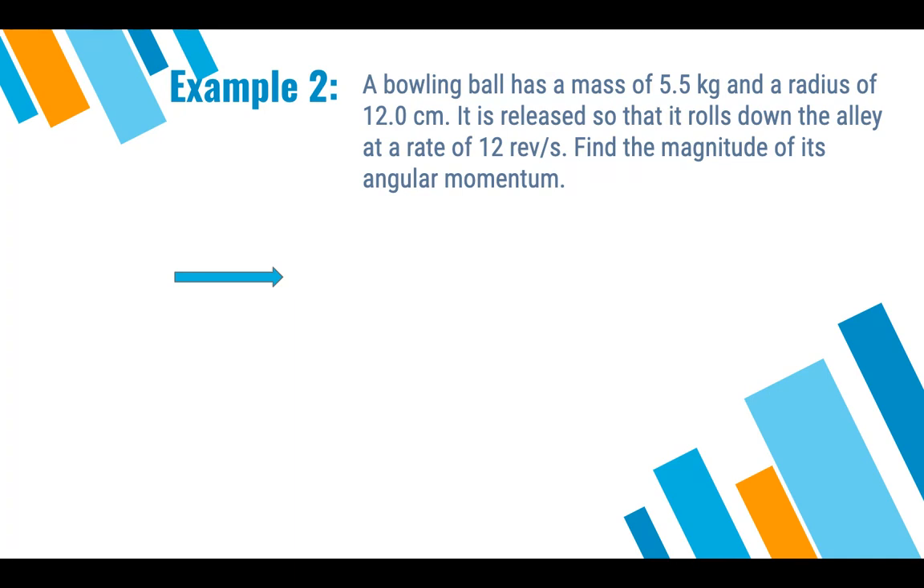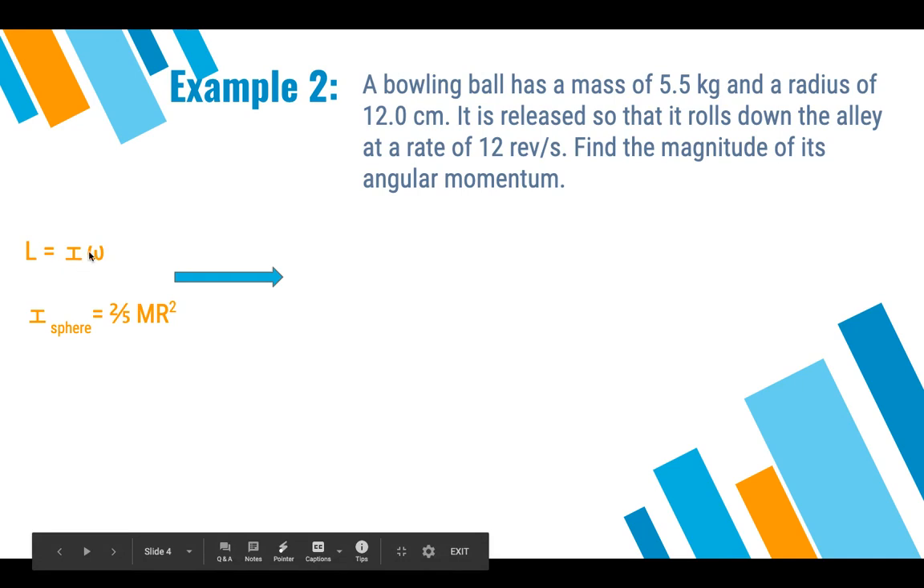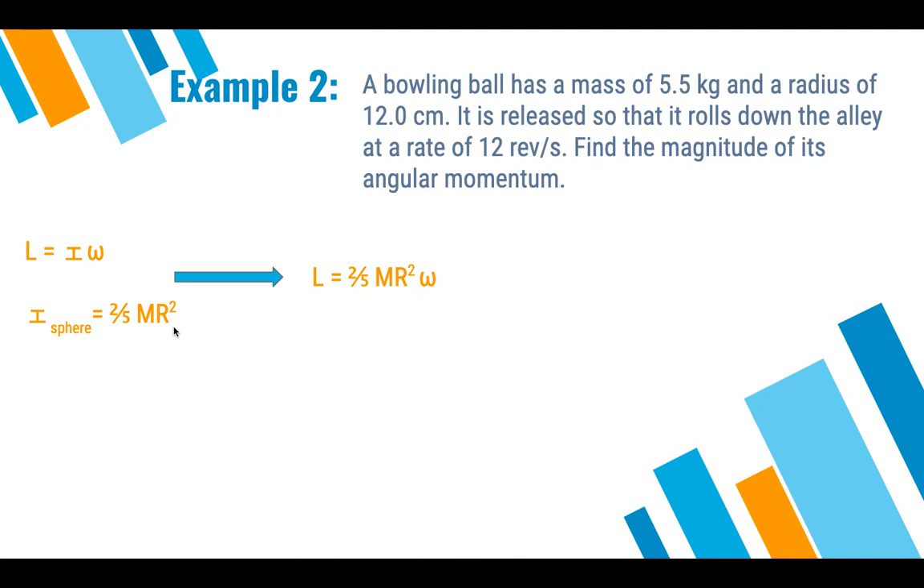We again know the equation for angular momentum is I times omega. A bowling ball, we'd model the object as a solid sphere. I for a solid sphere is 2/5 mr squared. So starting with the equation for angular momentum, we plug in that expression for I, and we get that L is 2/5 mr squared times omega.